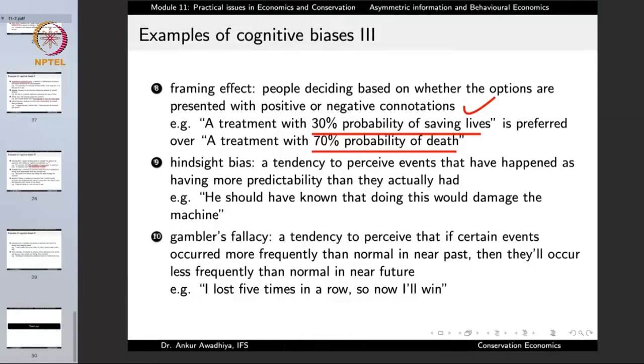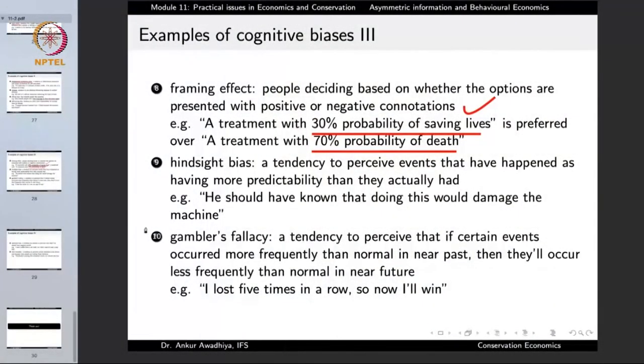Gambler's fallacy. A tendency to perceive that if certain events occurred more frequently than normal in the near past, then they will occur less frequently than normal in the near future. I lost 5 times in a row, so now I will win. Now, in such cases, they lose out like anything. Because a gambler always thinks that, okay, 5 times I have not won, the 6th time I'll win. The 6th time when he again loses, he will think, oh, I have lost 6 times, in the 7th time I'll win. This is a cognitive bias.